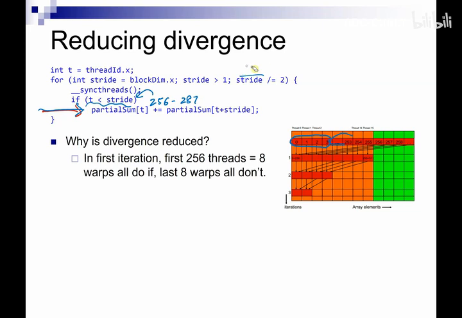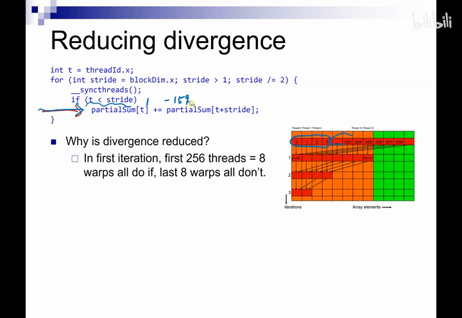Okay, now in the second iteration, what's going to happen? The stride is going to become 128. So now you can check again that, for example, threads 0 to 31 are all less than 128. No divergence. Threads 32 up to 63, they're all less than 128. No divergence. Threads 128 through 159 are all larger than stride, so no divergence.